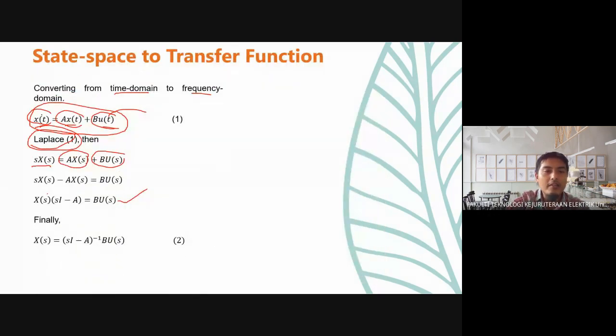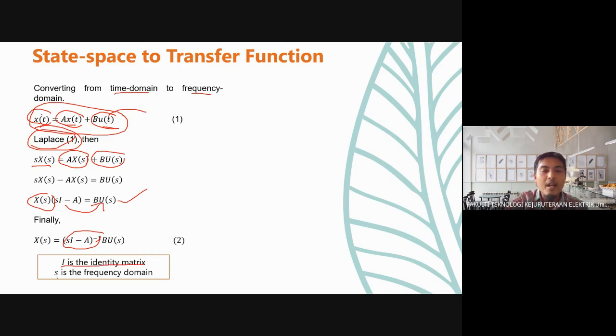So you have Xs, and you transfer Xs there. So that's why it becomes (sI - A) inverse B multiplied with the Us. The meaning of I is the identity matrix, and s is in the frequency domain. So what is the meaning of the identity matrix? Let's say your system is a second order system, your identity matrix will be 1, 0, 0, 1.